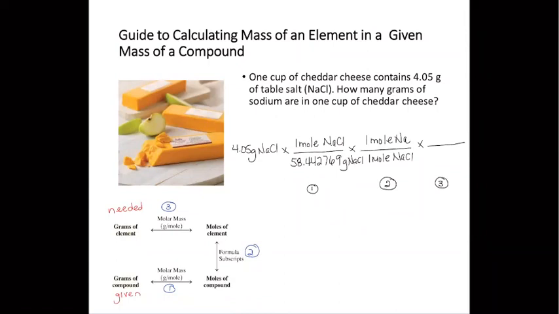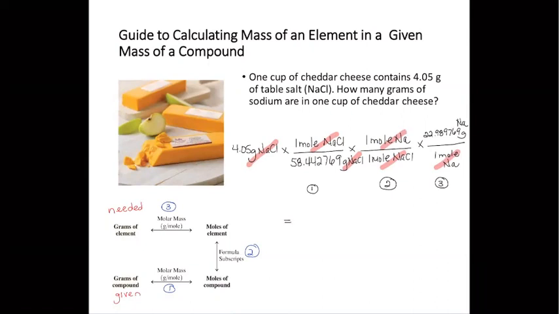Lastly, we're going to use the molar mass of sodium to finish the problem. So we're going to say 1 mole of sodium, and then we're going to put the molar mass of sodium. 22.989769 grams of sodium, okay, are in 1 mole of sodium. When it comes to the unit cancellation, grams of NaCl cancel with grams of NaCl, moles of NaCl with moles of NaCl, moles of sodium with moles of sodium.